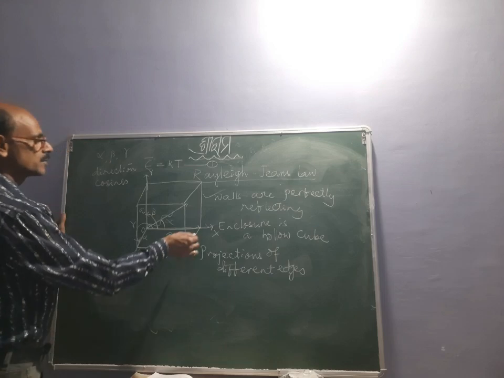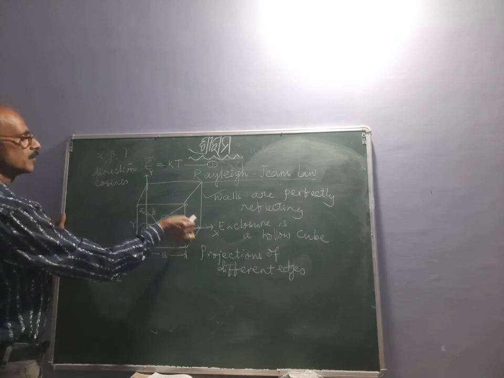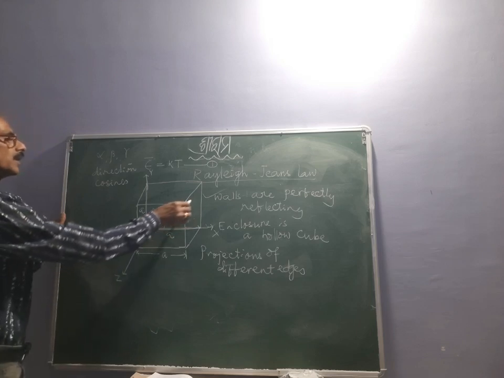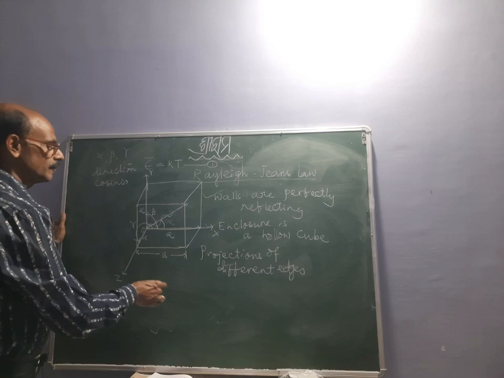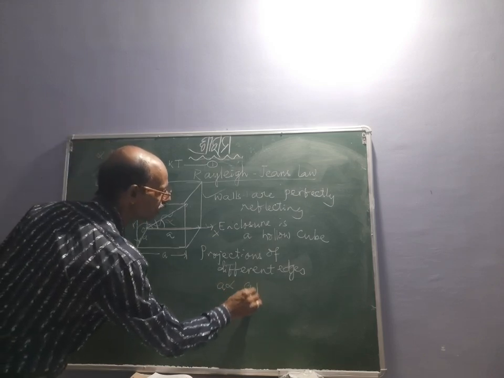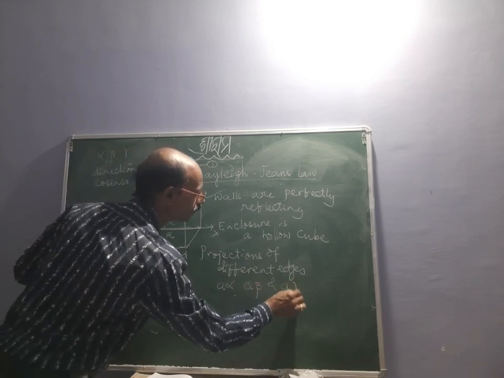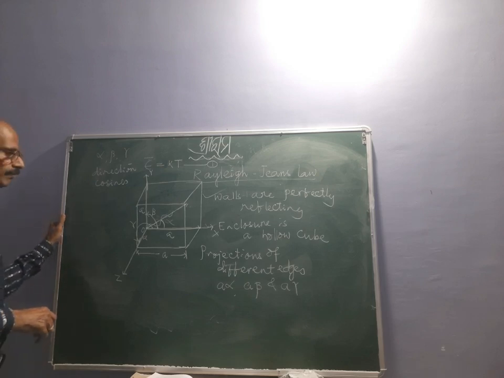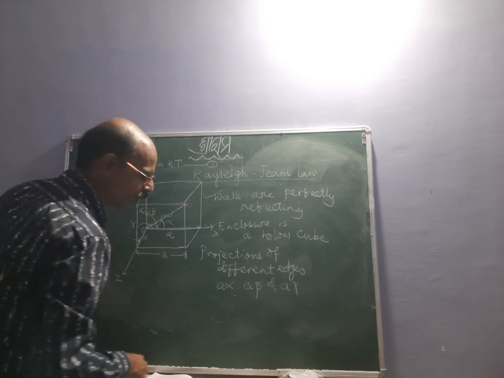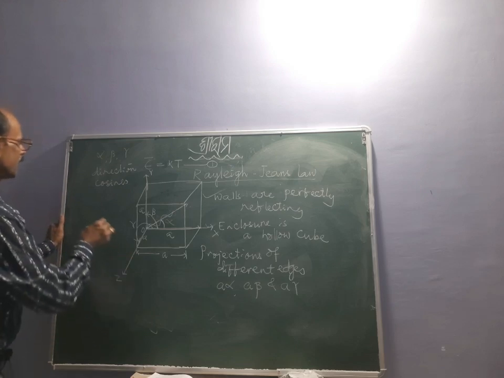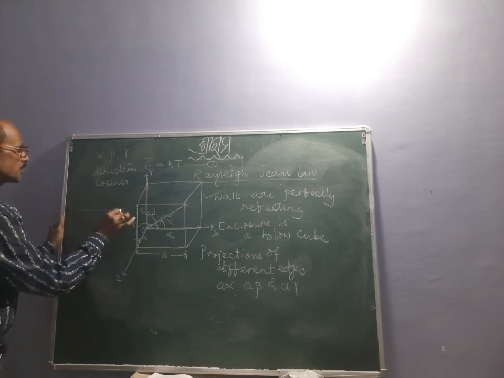Similarly, if we draw projections from the different edges, from the x-axis, y-axis, z-axis on this direction, then we will get A alpha, A beta and A gamma. These are projections of different edges. Now you will find out the allowed wavelengths. Before going to allowed wavelengths, let me go to the modes of oscillation.